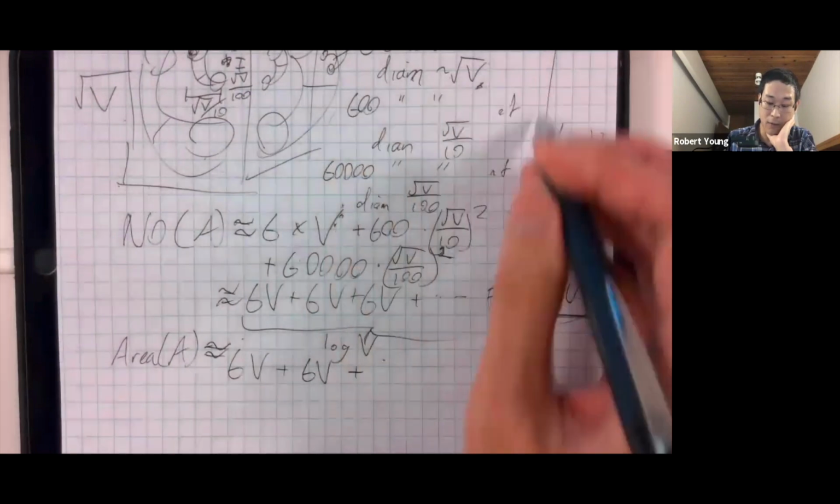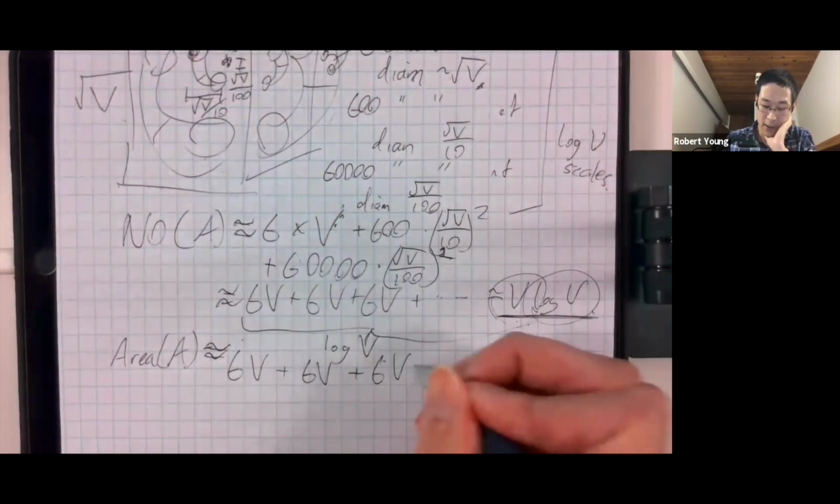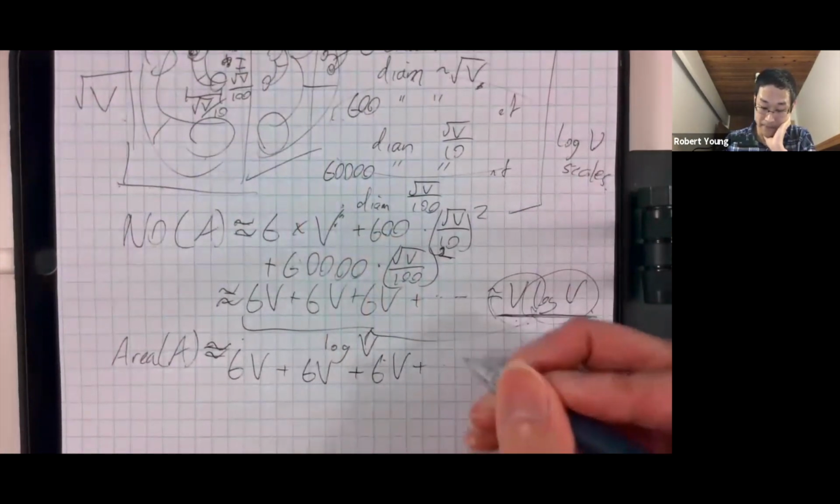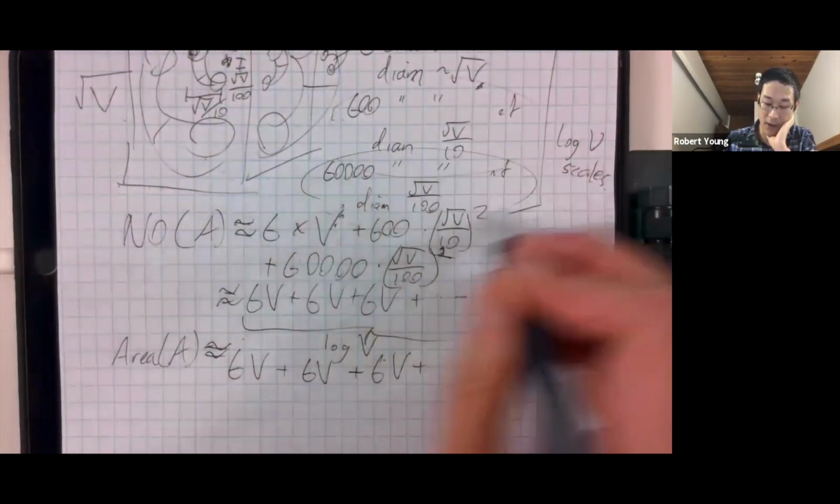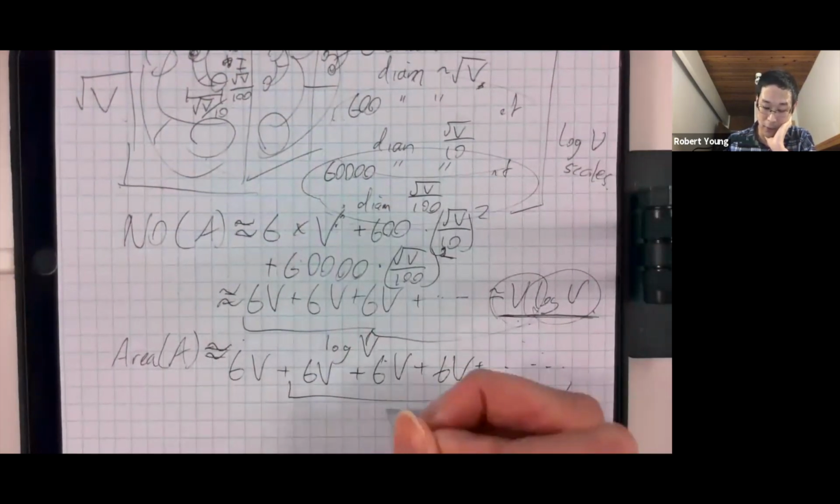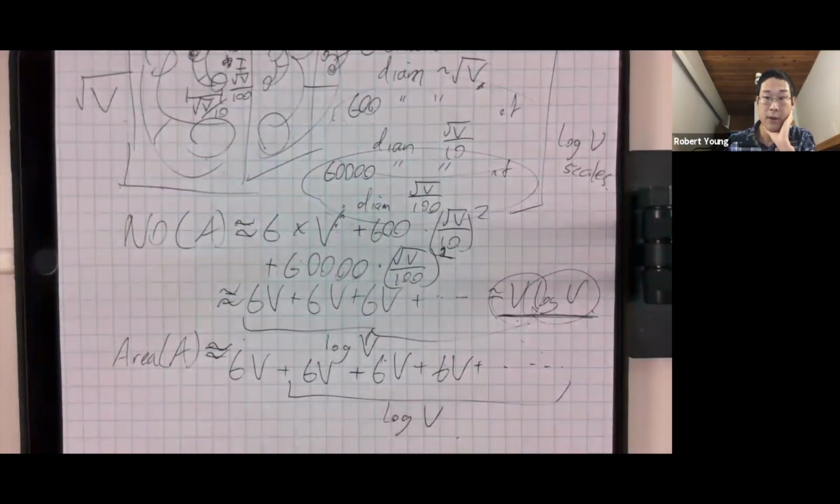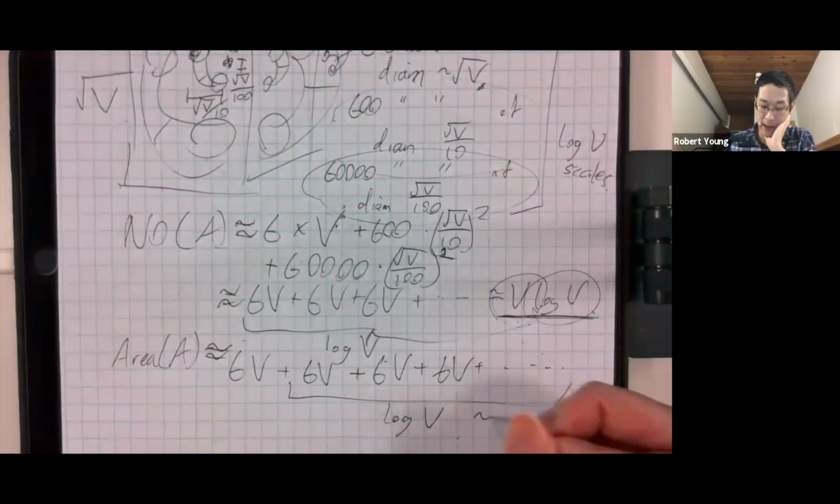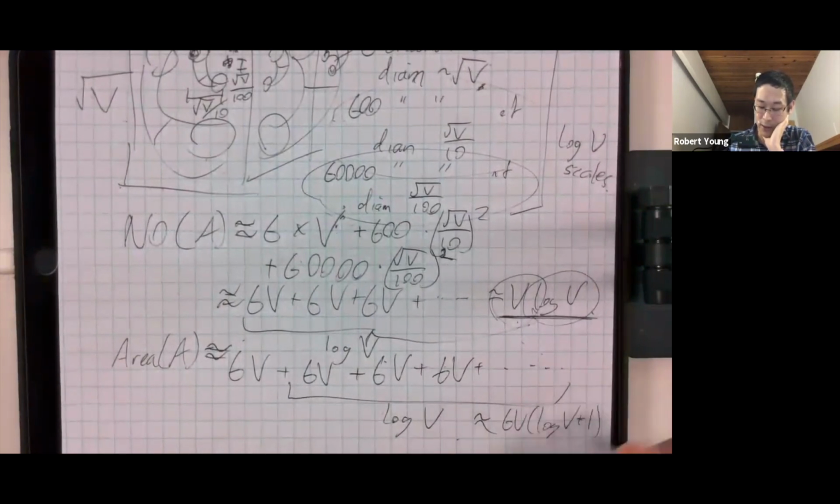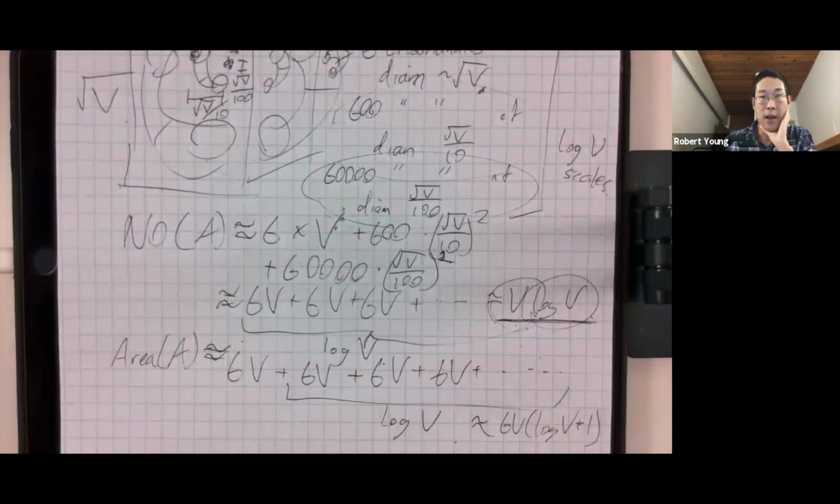We're going to get another 6v from the small cross handles, and another 6v from the 600 tiny cross handles, and another 6v from the 60,000 tiny cross handles, and so on and so forth for those log v many scales. And so we're going to end up with area roughly 6v times (log v plus 1), because every time we did this, we added some extra area. As we increased the topological complexity, we also increased the area.